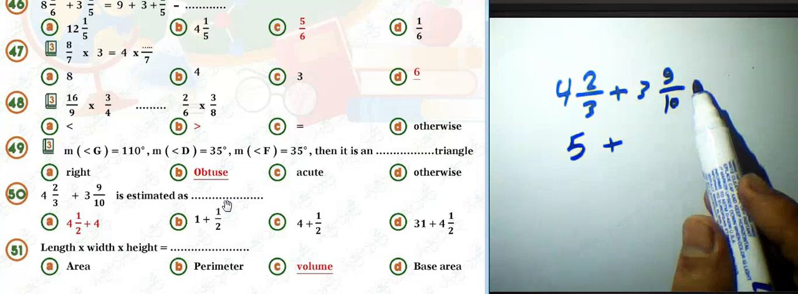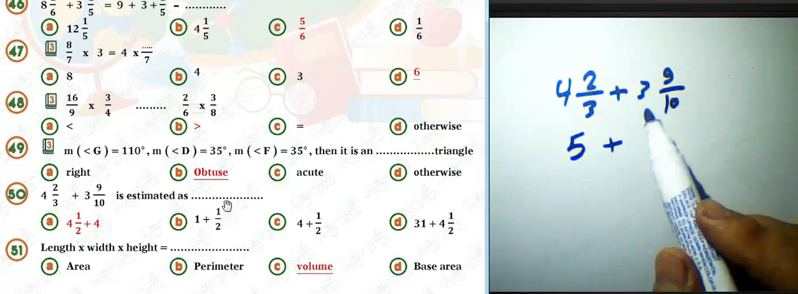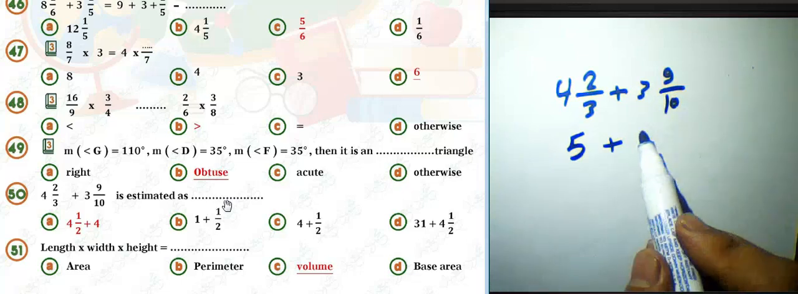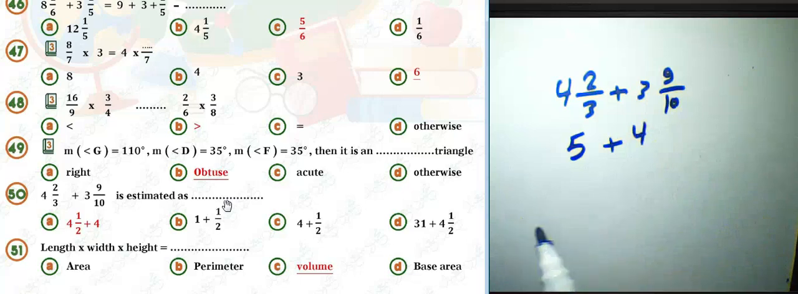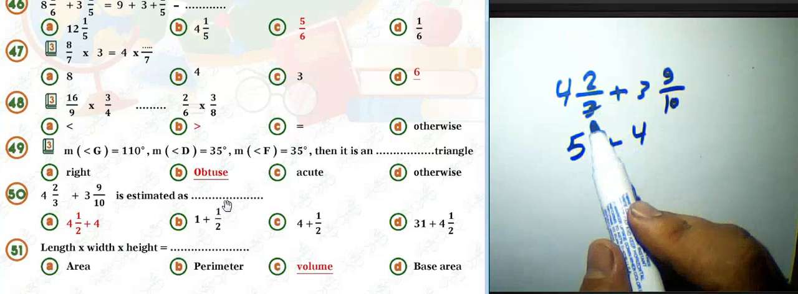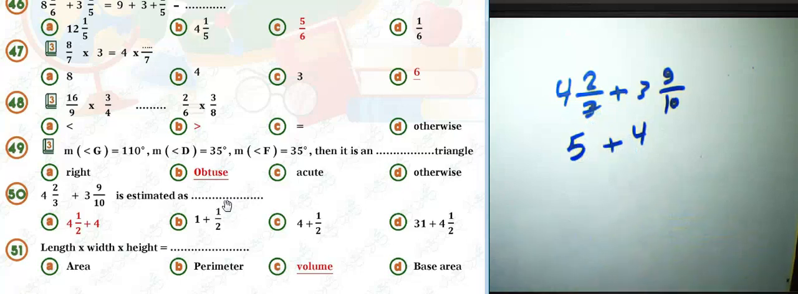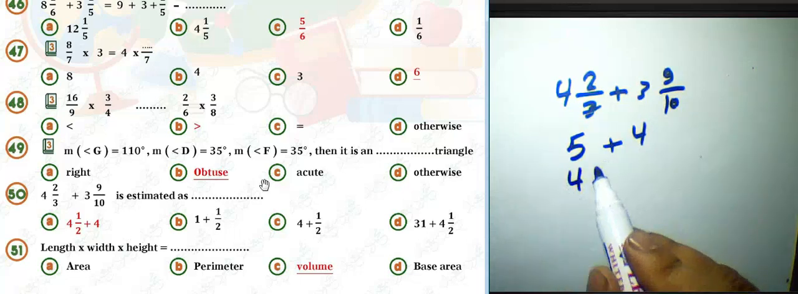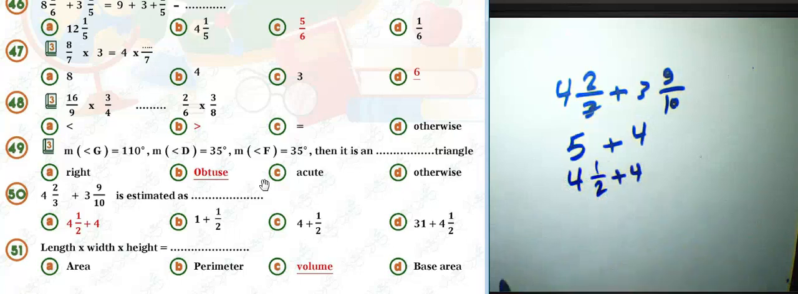Okay. 9 is nearest to 10, so it will be 4. Okay, write 4 here. And what about 2 over 3? 2 over 3 is nearest to a half. Okay, so we must choose an estimation such that 4 and a half and 4. It is nearest to this number. We will choose the estimation 4 and a half and 4.